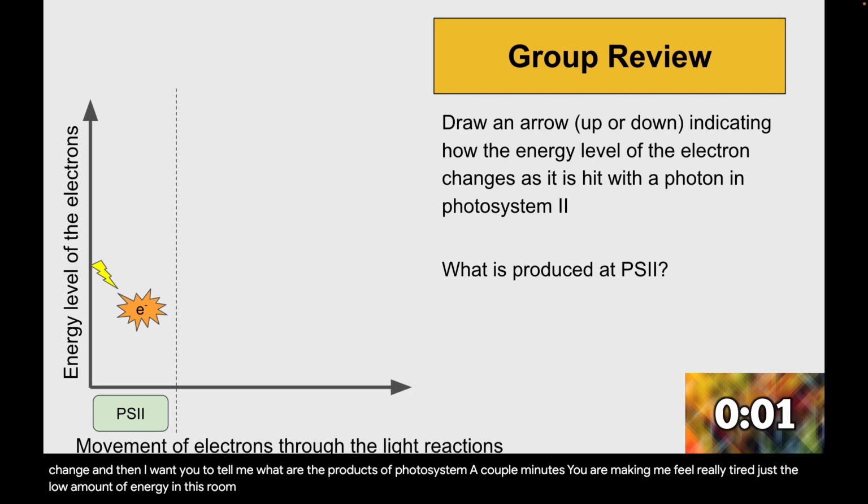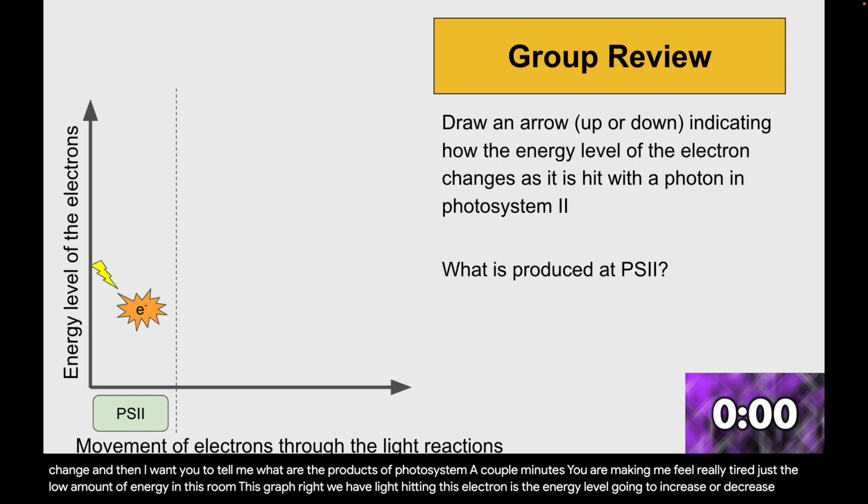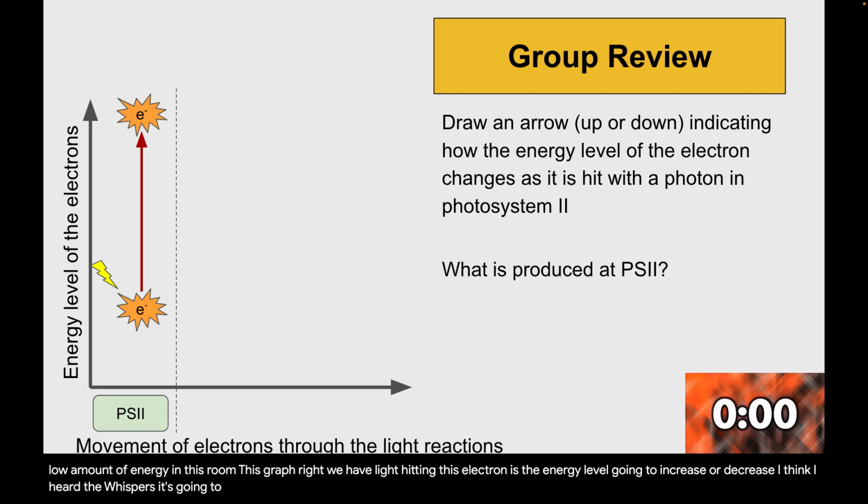If we were to look at this graph, we have light hitting this electron. Is the energy level going to increase or decrease? I think I heard the whispers. It's going to increase, right? So the energy level is going to increase. And when we think about photosystem 2, what is being produced here?